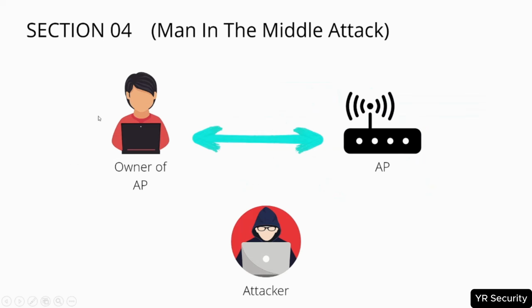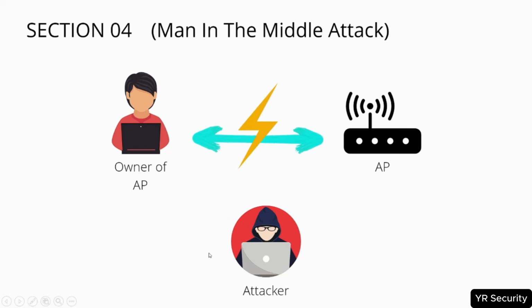The final section is the most exclusive section. I will teach you how to install all the required tools for the man-in-the-middle attack and launch the attack. Imagine this is the access point we are going to attack, this is the owner of that access point, and this is the attacker. First, we will launch a denial of service attack. This will disconnect this user from the access point.